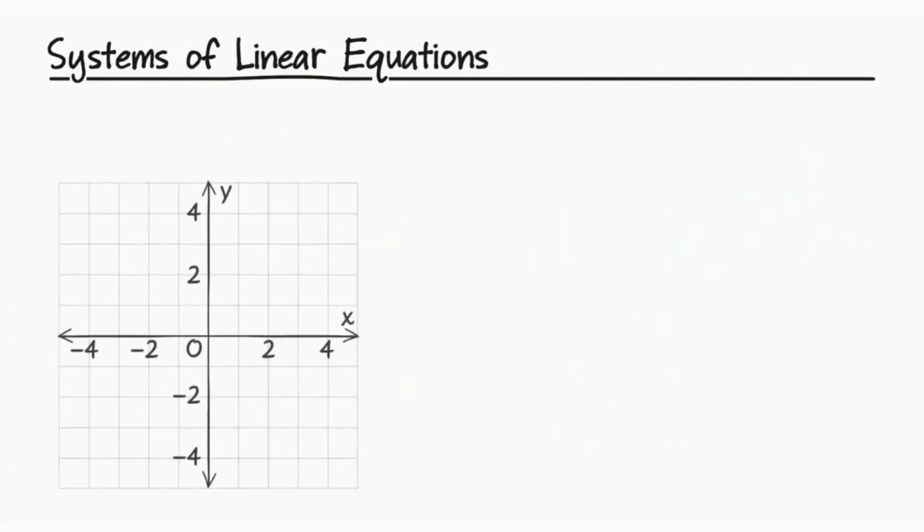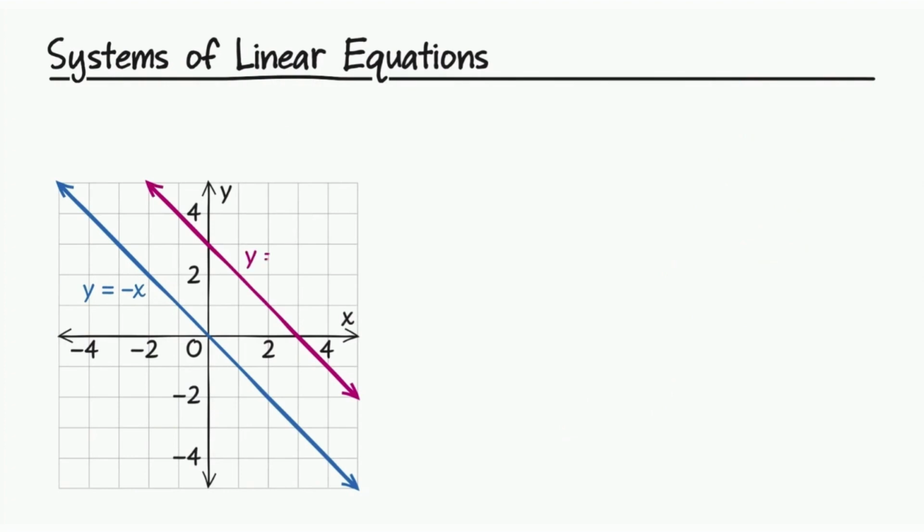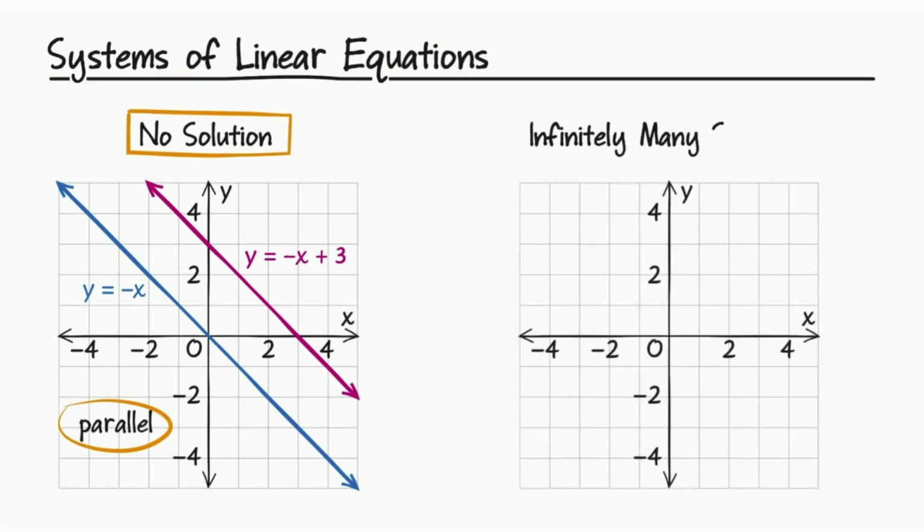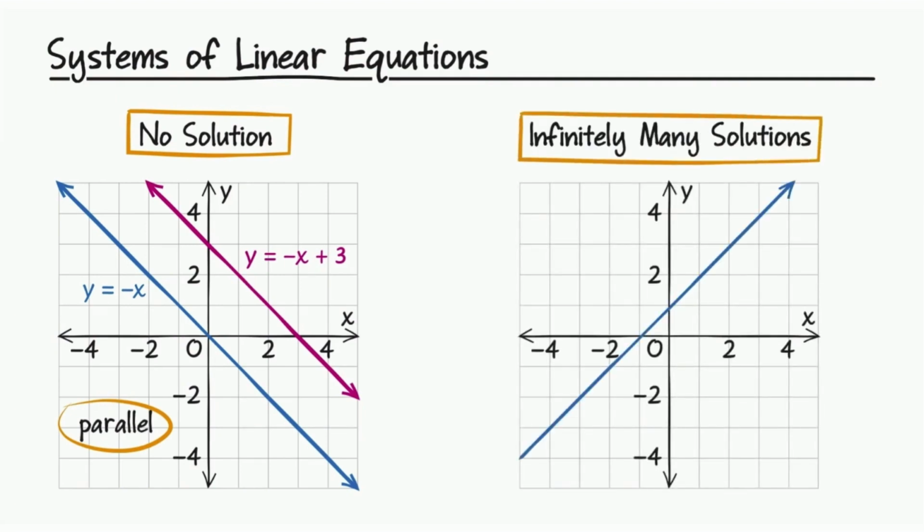They find that, just like with linear equations in one variable, some systems of equations have no solution. The graphs of the equations in a system with no solution are parallel, so they never intersect. Other systems have infinitely many solutions. The graphs of the equations in a system with infinitely many solutions are the same, so they intersect at every point.